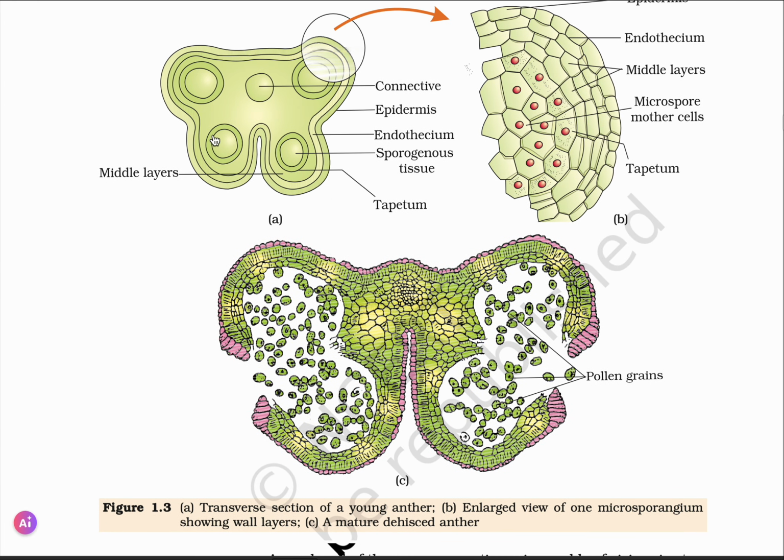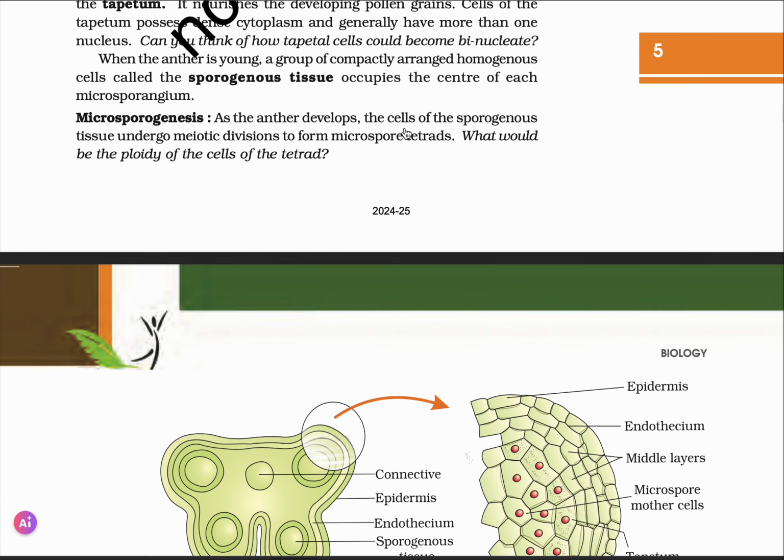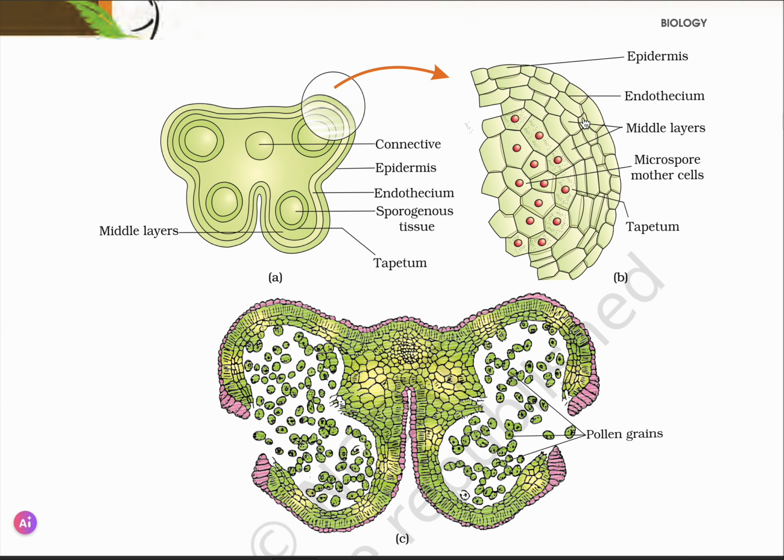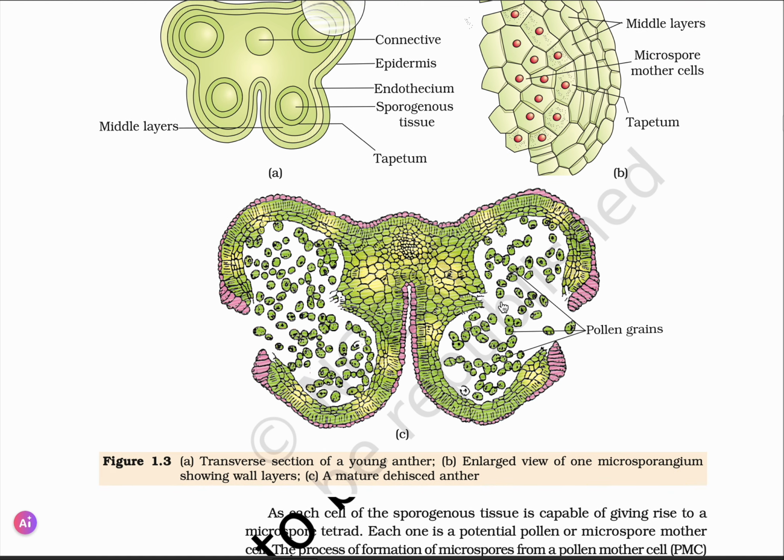A is the young anther, and here is the sporogenous tissue, which is surrounded by the layers, which are the epidermis, endothecium, middle layer, and the tapetum. The sporogenous tissue later gives rise to microspore tetrads, which later give rise to pollen grains. And you could check that the middle layer is bilayered, not a single layer, and the tapetum is single layer, while the microspore mother cell later gives rise to pollen grains over here.